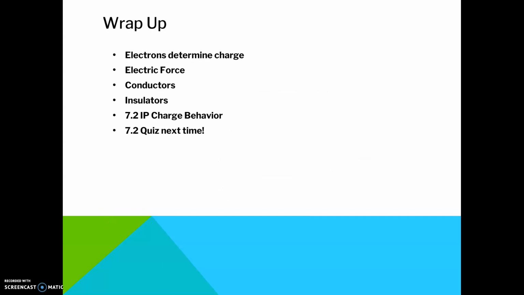So just to wrap up, we've talked about how electrons will determine the charge of an object, electric force, conductors, and insulators. So these are kind of the main ideas that we've talked about so far. What you should focus on now is completing your 7.2 IP, which is about charge behavior, and then we're going to have a quiz over that next time.